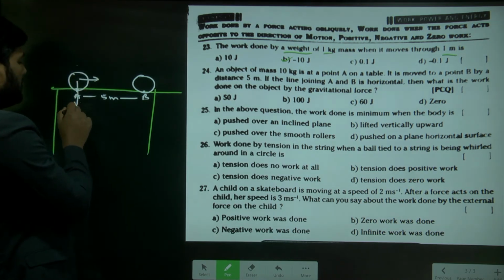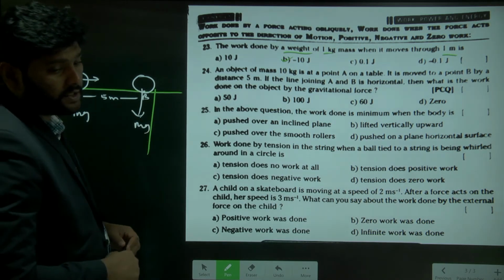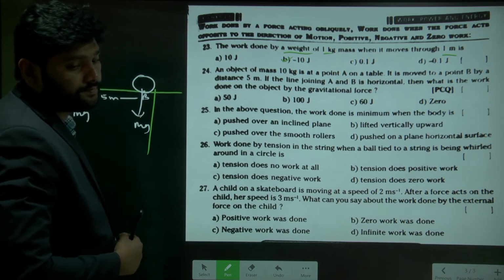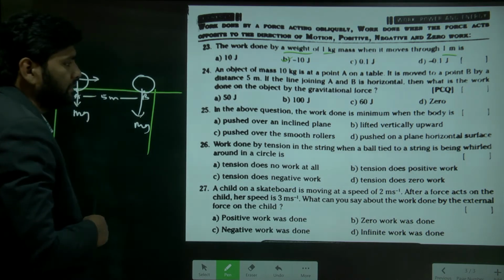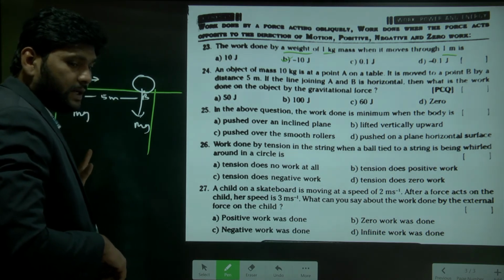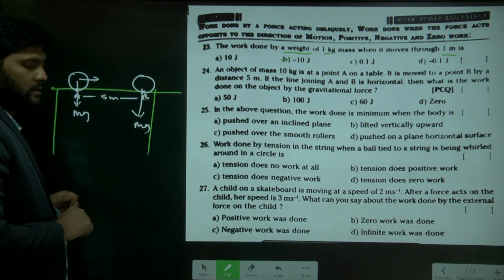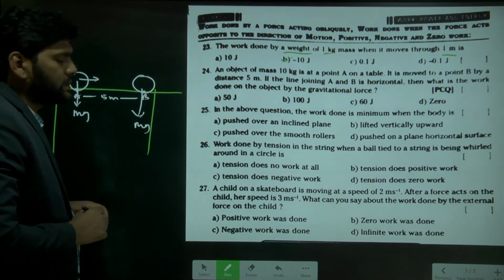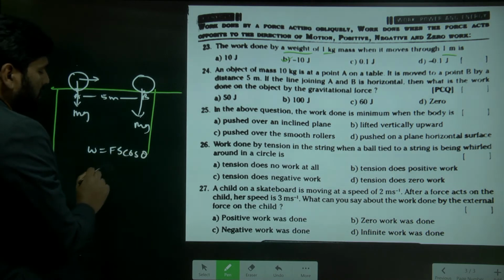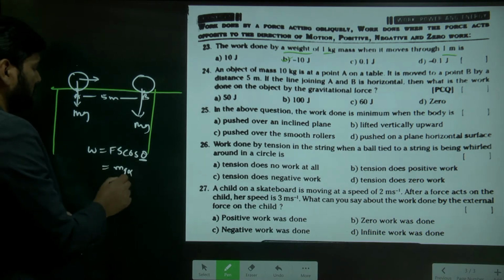Gravitational force will act in which direction? Downward, right? On the object, the gravitational force is acting in which direction? Downward. But the displacement happened in which direction? Horizontally. The displacement happened horizontally, but the force is vertically downward. What is the angle between them? This is 90 degrees, right? When it is 90 degrees, what is the formula for work done? Work done equals Fs cos theta. F value is mg, displacement value is 5 meters.